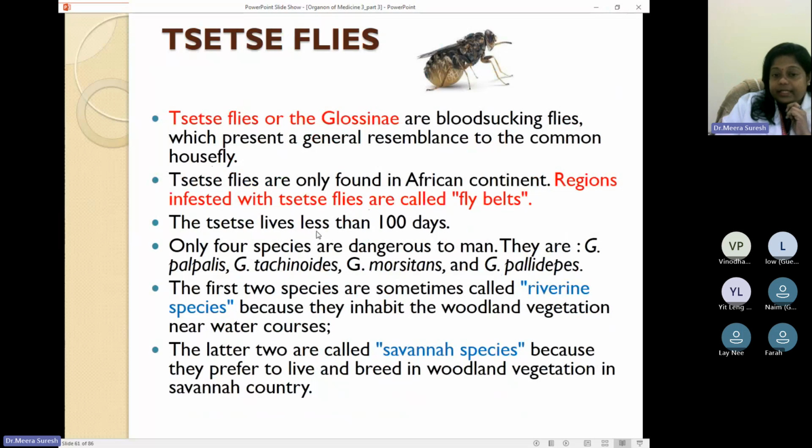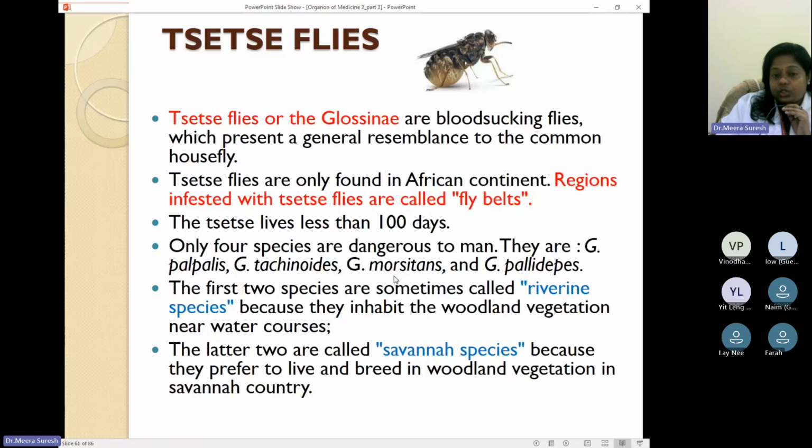The tsetse flies live less than 100 days. And four species are very dangerous to man. You don't have to memorize this. They are Glossina palpalis, Glossina tachinoides, Glossina morsitans, and Glossina pallidipes. The first two species, Palpalis and Tachinoides, are usually seen near the woodland vegetation near rivers, and hence are called riverine species.